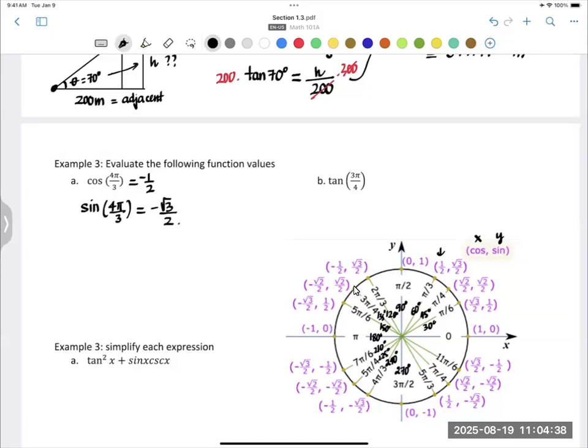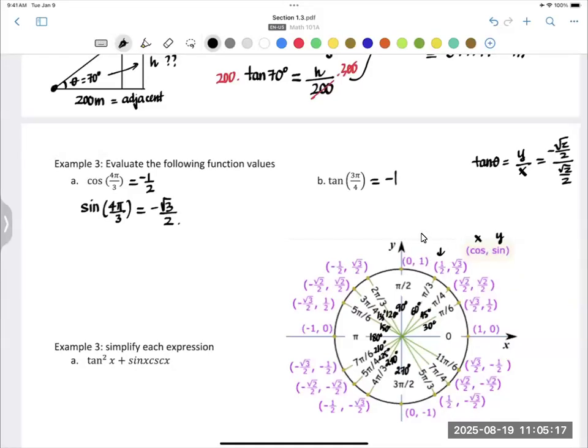And tangent is not x, not y, but tangent is equal to y over x. So in this 3 pi over 4 angle, my x is negative root 2 over 2, and my y is square root 2 over 2. So it's square root 2 over 2 over negative root 2 over 2, which is equal to negative 1. Okay, so that is how you find tangent. Tangent of any other angle will do the same thing. You just take y over x.